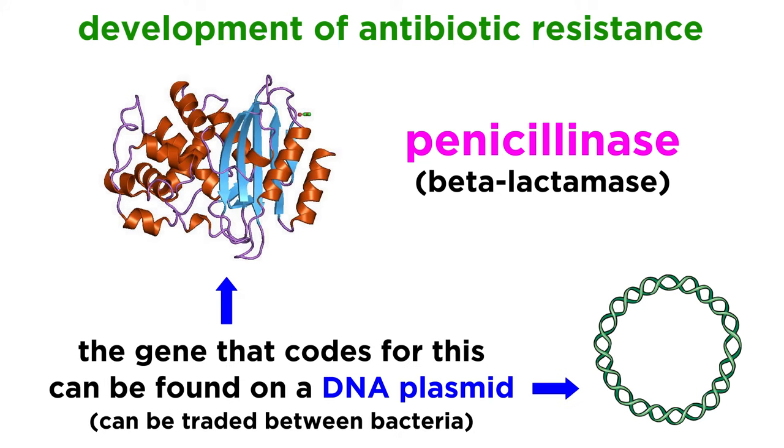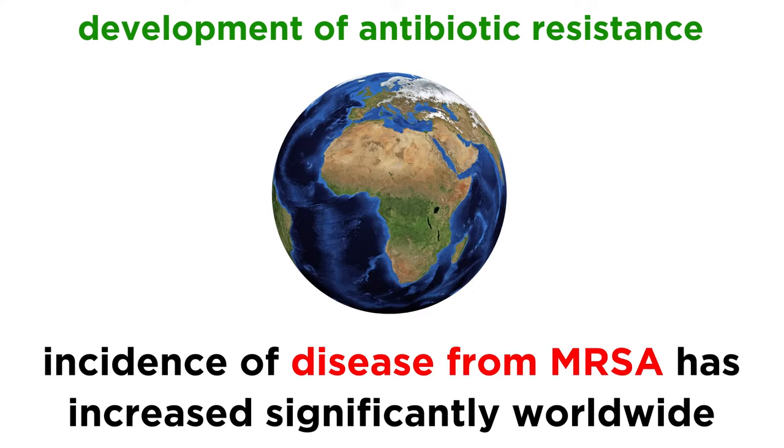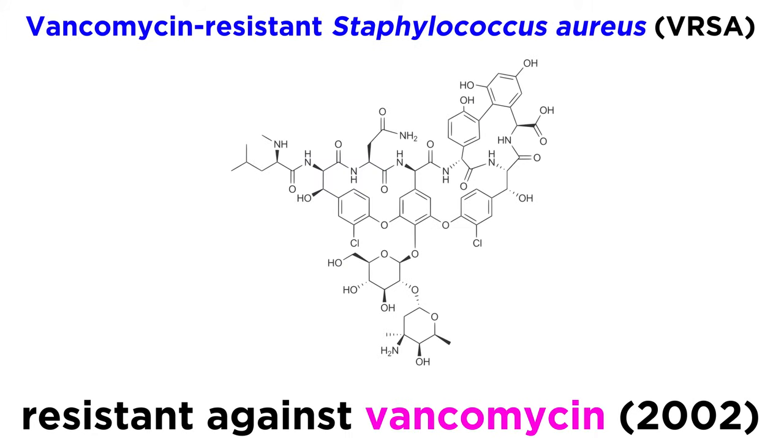Even worse, these beta-lactamase enzymes are commonly found on transmissible plasmids, which can be traded between bacteria, essentially like trading cards. The thing is, bacteria are inherently driven to evolve, and as humans, we're pretty good at helping them do that. The incidence of disease caused by MRSA has increased significantly worldwide, and the bacteria continue to evolve and take on new traits. For instance, in 2002, scientists found the first staph strains to be resistant to vancomycin, which is one of the few last resort treatments against MRSA.